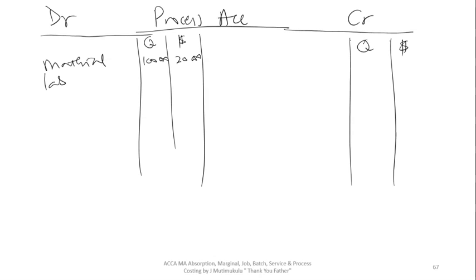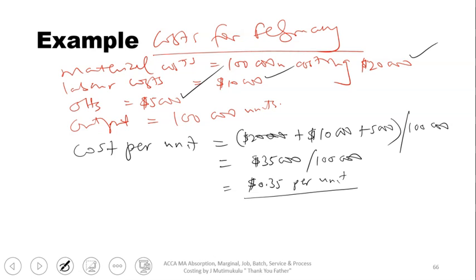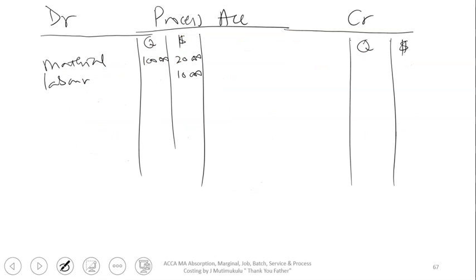And then labor, we do not have to worry about the labor hours at this moment. All right, so we are told that the cost was 10,000 for the labor, and then the overheads was 5,000. Overheads 5,000. All right, so that is that.